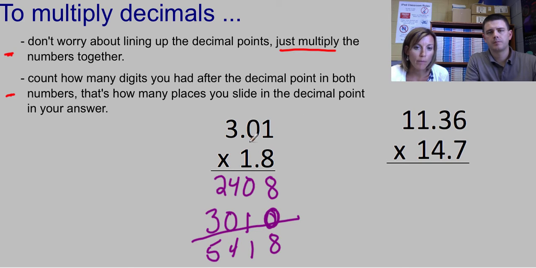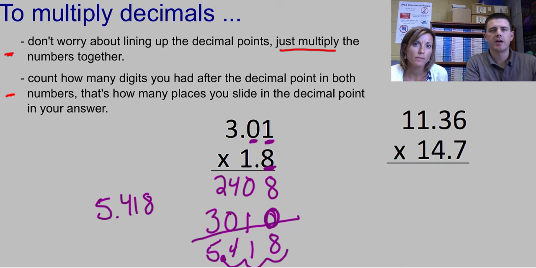Then that last step, go back to your problem. The first row has 2 numbers after the decimal point. The second row has 1 number after the decimal point. I'm going to start on the right part of the answer and slide that in 3 to make it 5 and 418 thousandths.